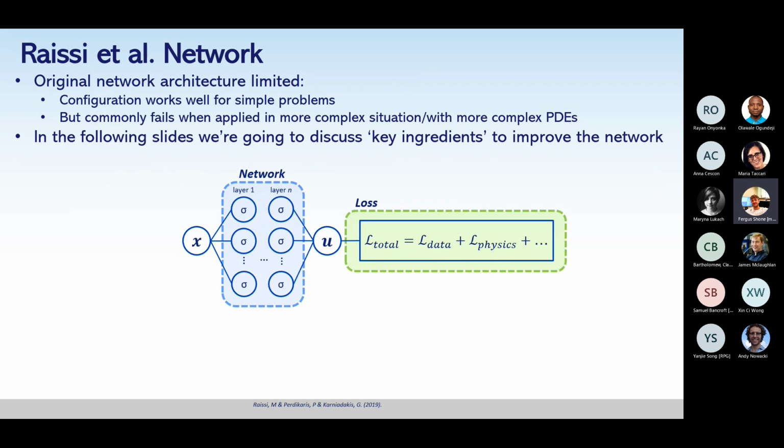So I thought now it might be quite nice to go through the original architecture that was used in the first paper, and build on that with key ingredients that have been iteratively improved on in the literature. The initial architecture works really well for simple problems with simple PDEs and small data sets. But commonly, as I have found, and anyone else who's worked with PINNs before, it doesn't really work that well in more complex situations, where you have real data, for instance, or more complex PDEs.